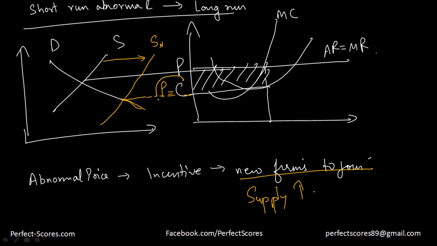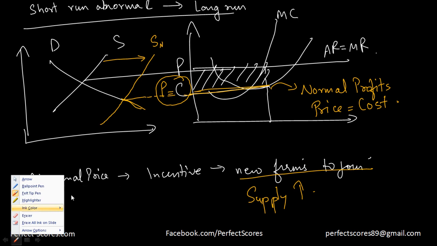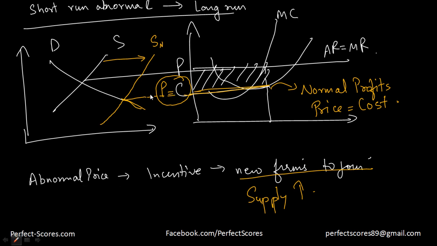till the price is equal to cost, till the firm starts making normal profits. What do you mean by normal profits in economics? In normal profits, price is actually equal to the cost, right? So this is what happens when firms are making short-run abnormal profits. New firms join, and because of that the supply curve shifts to the right. Hence, the firm starts making normal profits again in the long run.